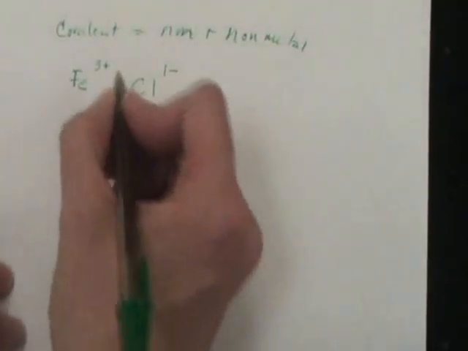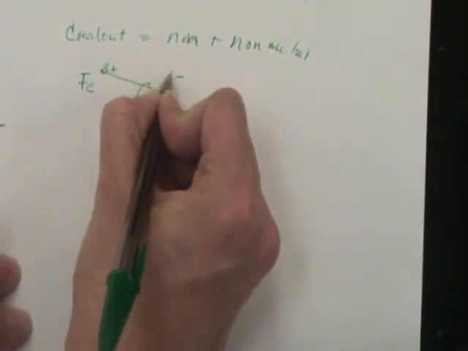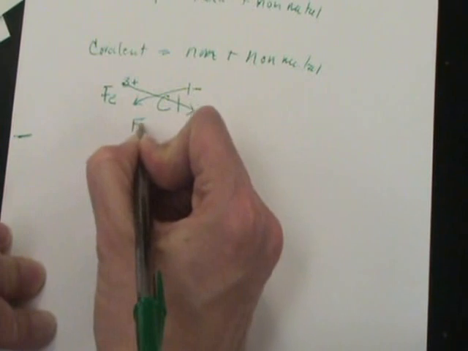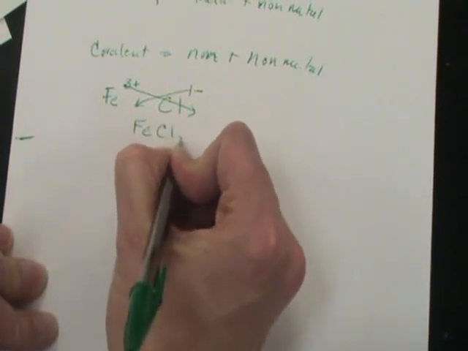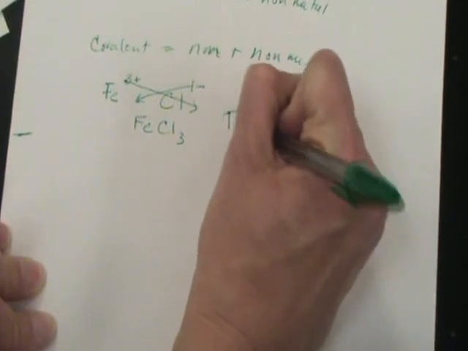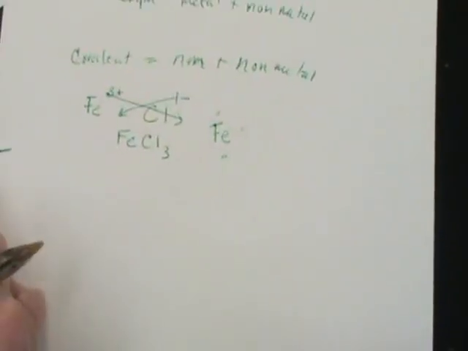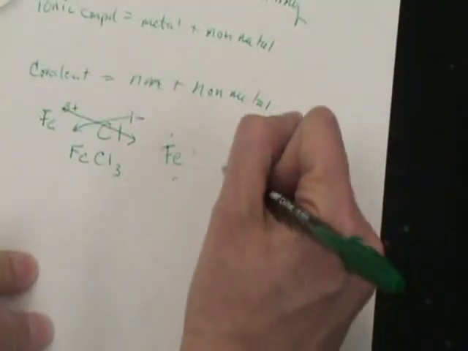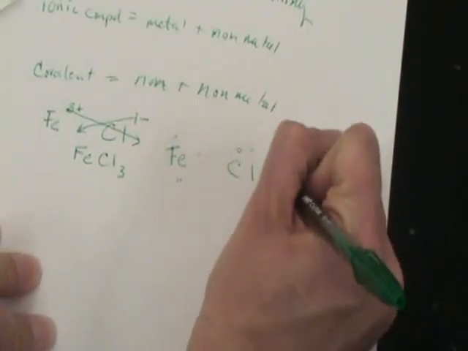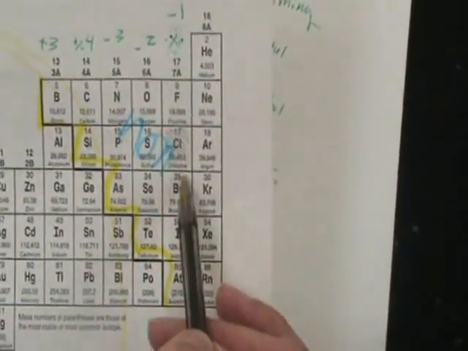So in this case, if I had iron 3+ and I had chlorine 1-, I would take this 3, take it here, this 1 goes here, so the formula would be FeCl3. Now, that comes from iron having 1, 2, 3 valence electrons. Chlorine has 1, 2, 3, 4, 5, 6, 7. It's in group 17, so it's got 7.